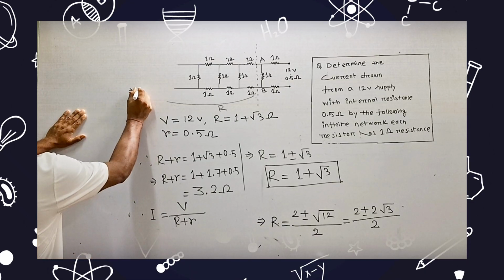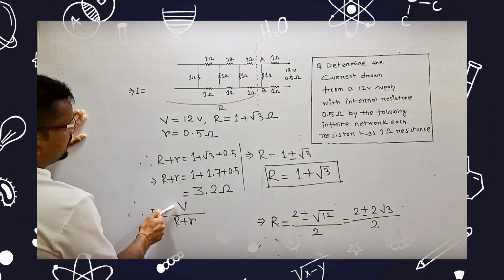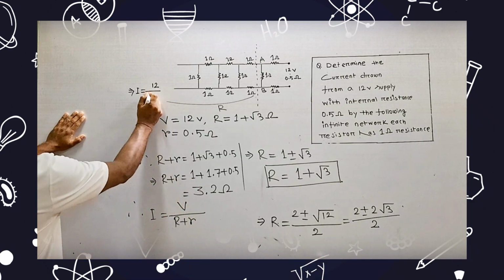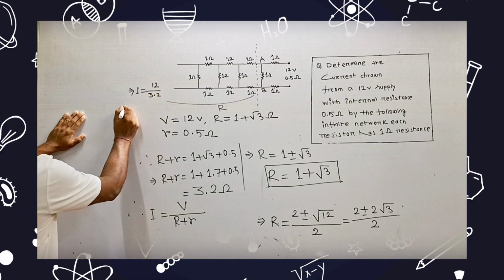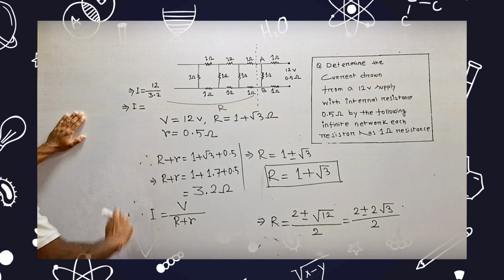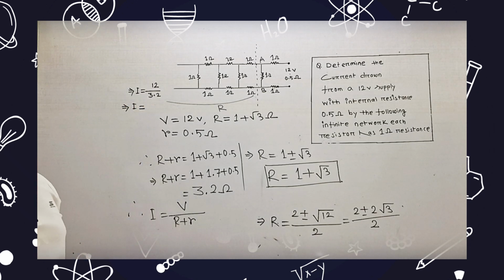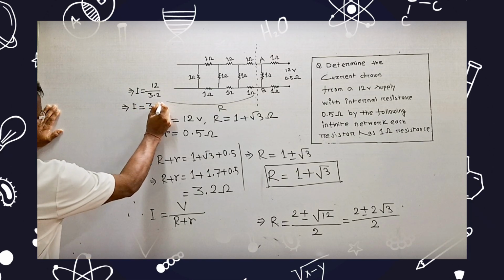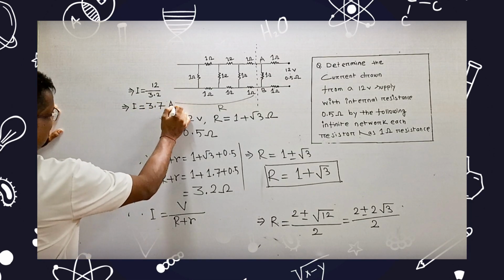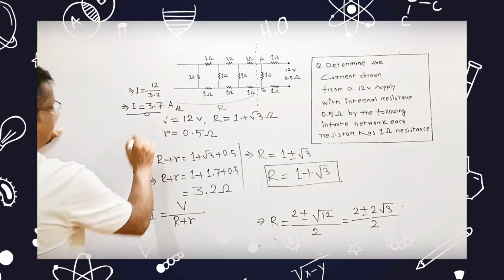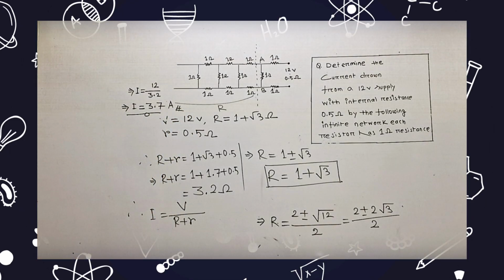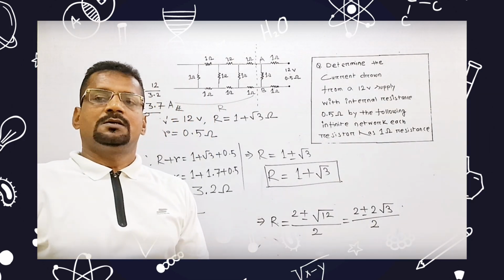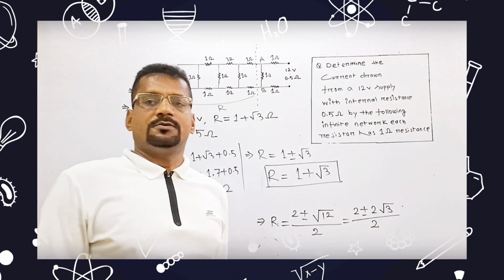I equals to V, 12, by R plus r, 3.2, implies I equals to 12 divided by 3.2, approximately your answer will be 3.7. You can use a calculator for this. So total current in the circuit is 3.7 ampere. I hope all the steps are clear to you. Thank you.